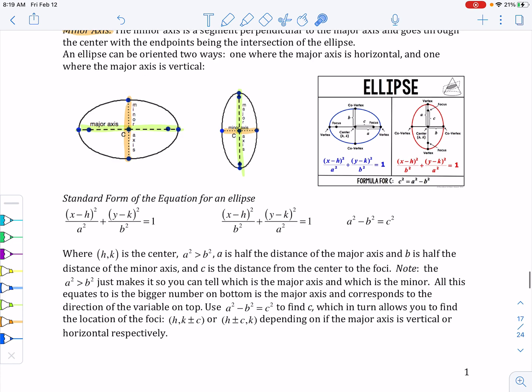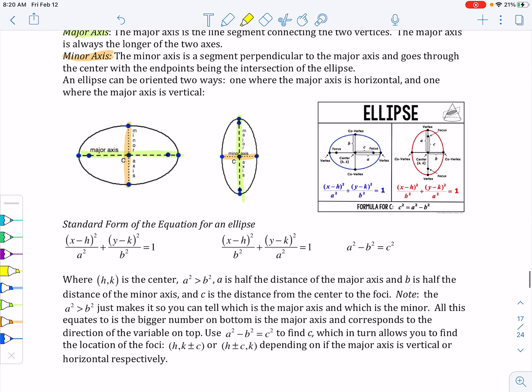Now we have a standard form of our equation for an ellipse. Here we have this part that looks like the formula for a circle. We've got this part that is being divided by something, and then instead of equaling r squared, it equals 1. Notice these two are very similar. The only difference is which is the major axis and which is the minor axis. We always define A to be the major axis, and we define B to be the minor axis.